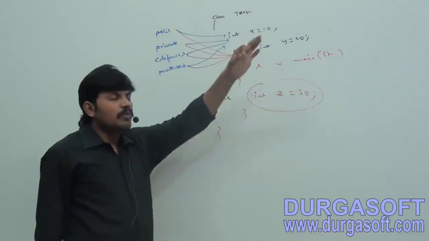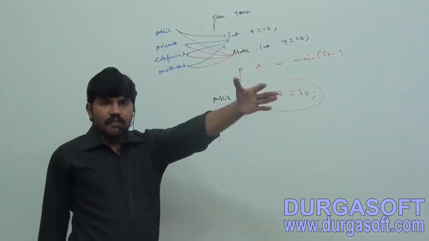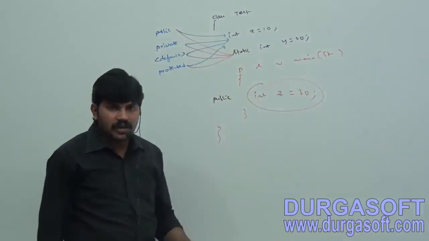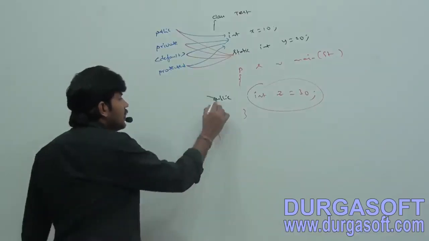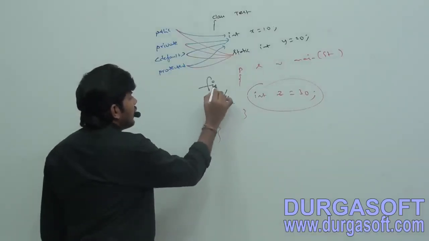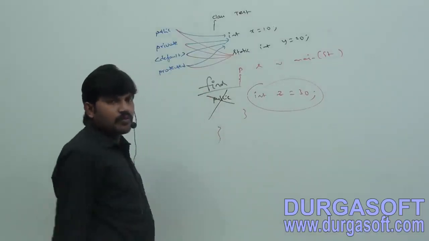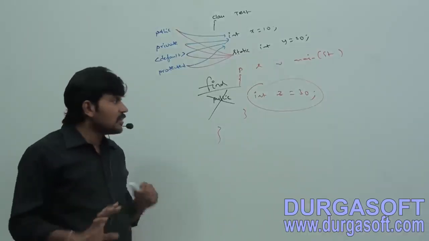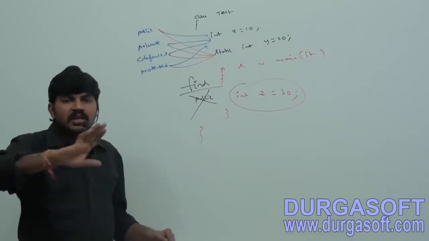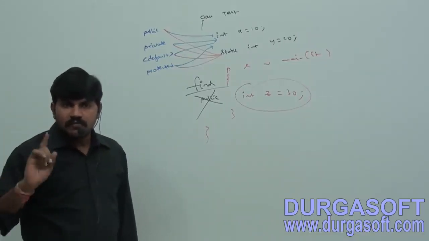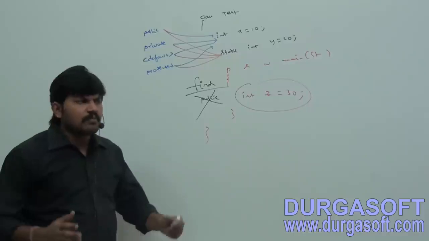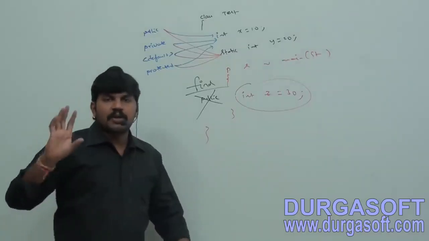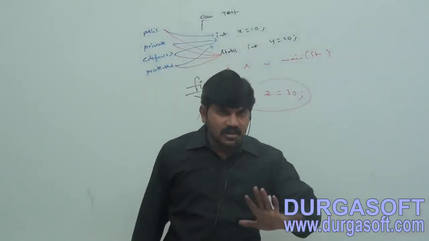Clear, right? The only applicable modifier for a local variable is final. Except that, you can't use any other modifier. By mistake, if you use any other modifier like public, private, protected, you are going to get a compile time error. Is it clear for all of you?